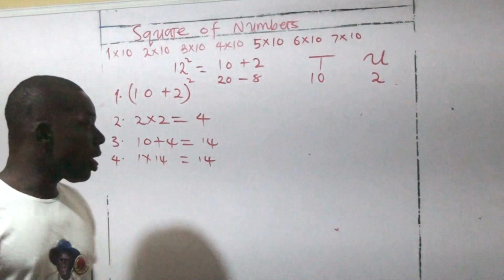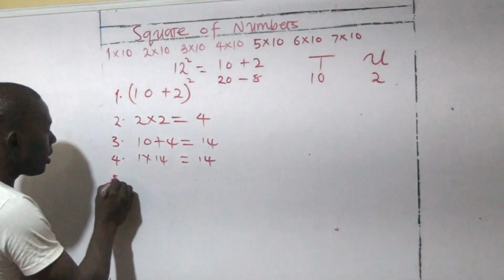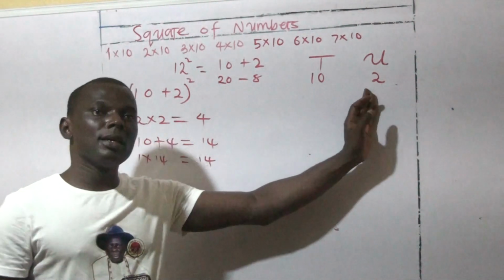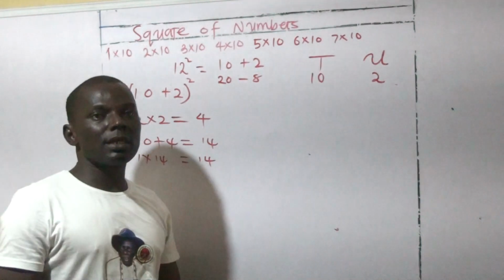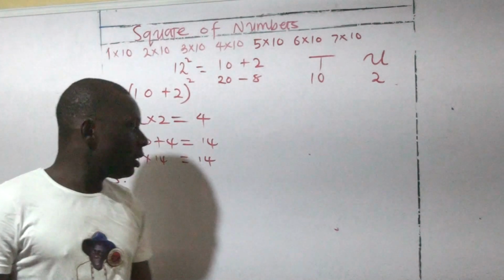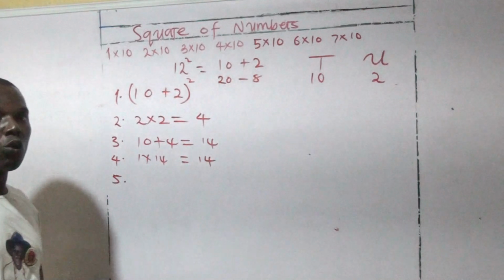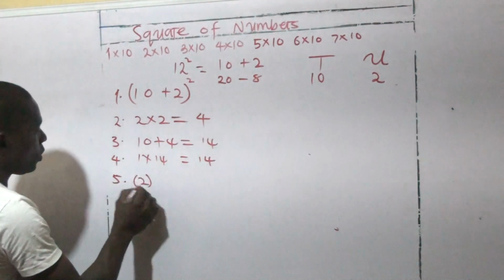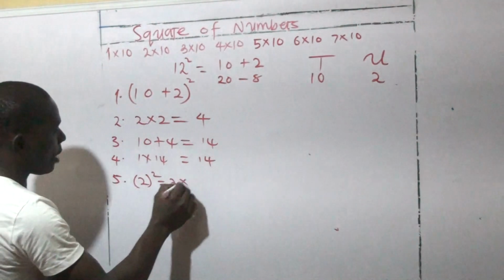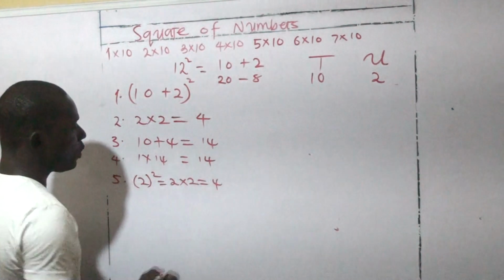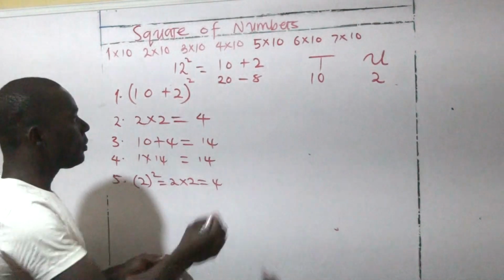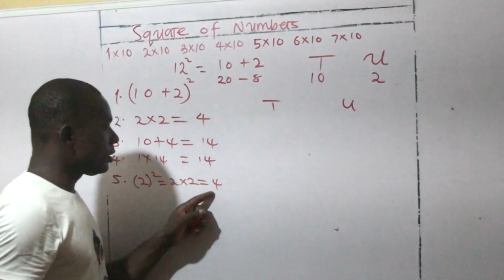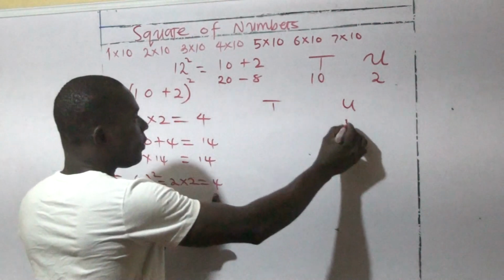Then the next step, which is step 5. Step 5 says that you have to look at the unit digit, pick the unit digit and find its square. So our unit digit is 2. This 2 square is 2 times 2, and that gives us 4. As you can see, here we say tens and units. The result on the unit digit is 4.